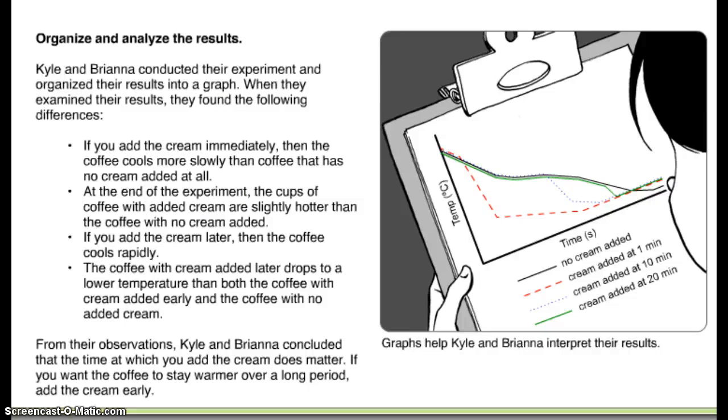Organize and analyze the results. Kyle and Brianna conducted their experiment and organized their results into a graph. When they examined their results, they found the following differences.